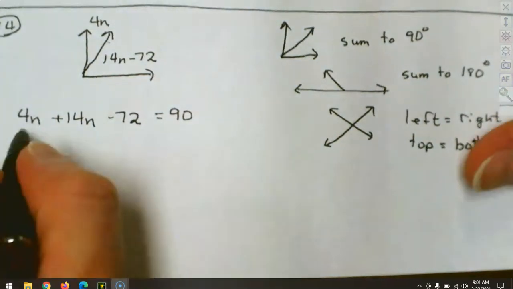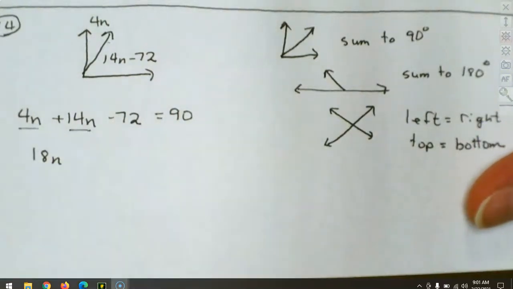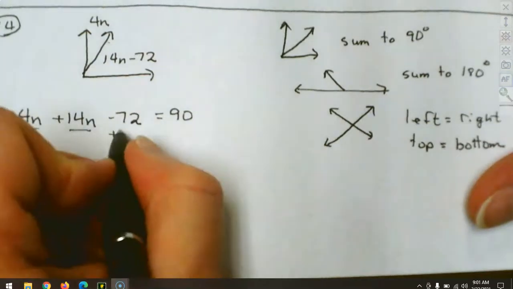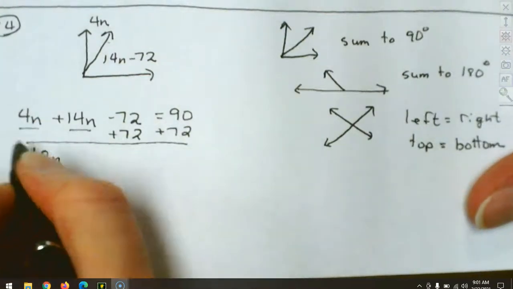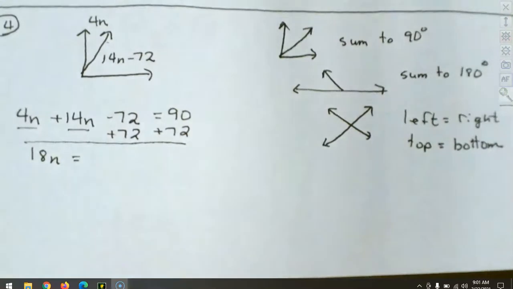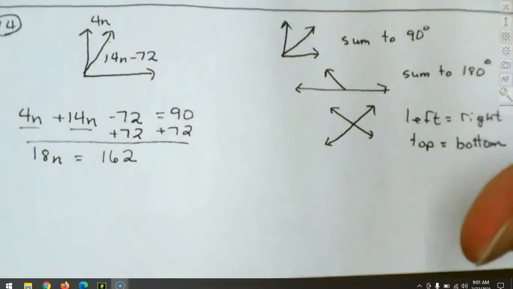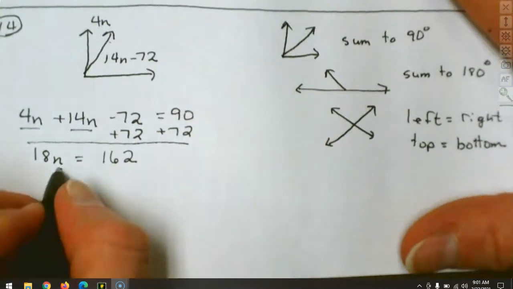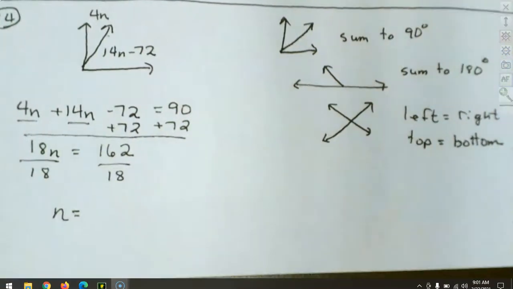So what can we do? Well, these 2 n's can go together, and that makes it 18n because they're the same. We can add 72 to each side, moving that over, and that leaves me now with 90 plus 72, which is 162. And that equals our 18n. So we'll divide both sides by 18. And that leaves us with n then equaling 9, it looks like.